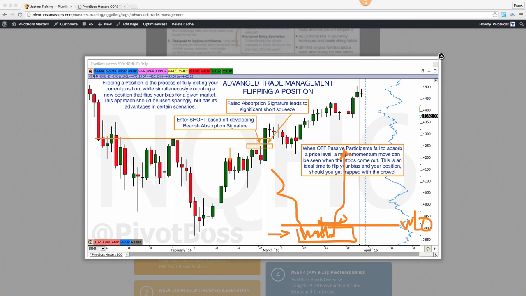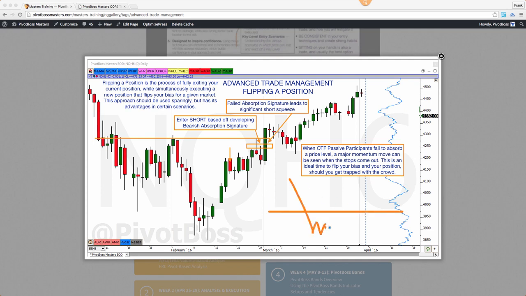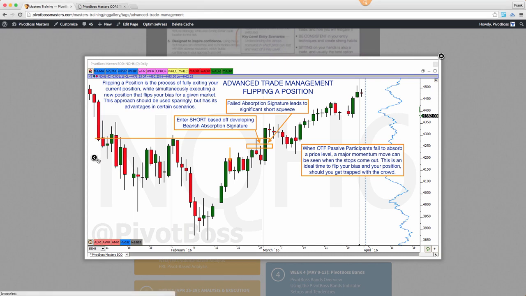So flipping your position is a great approach. You have to use it sparingly, but it has its scenarios where it works. Major stop runs is where it works. So OTF participants, or perhaps failed trapped participants, right? So beyond the previous week's low, for example, trapped, boom, right? So this is the spot to flip if you're short, or you just get long, right? So flipping a position has its advantages, but you can't just get used to doing it all the time.